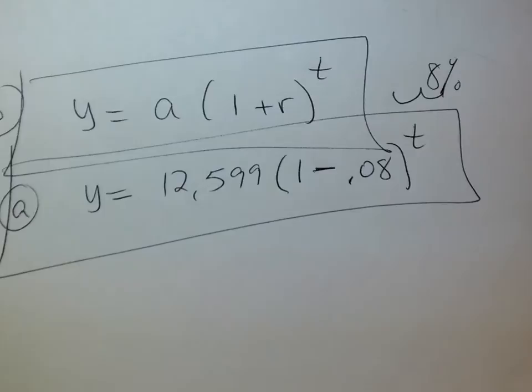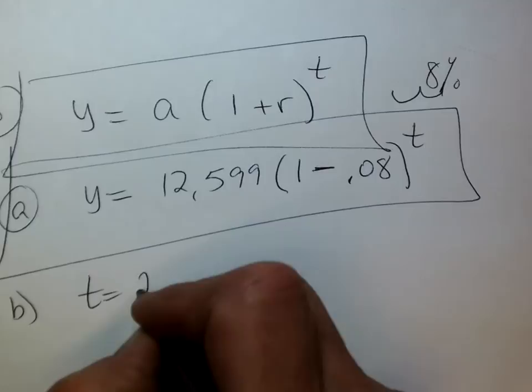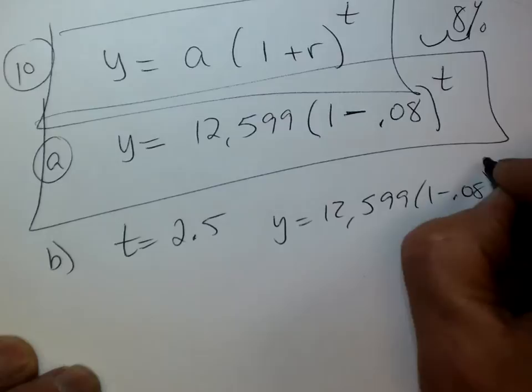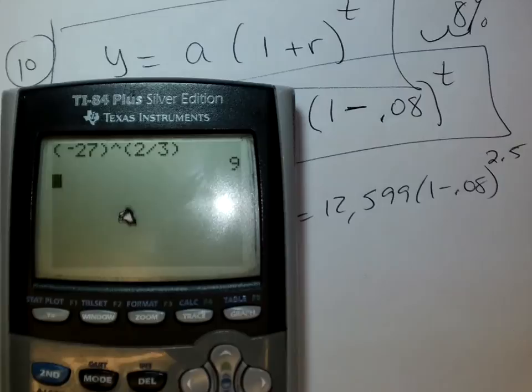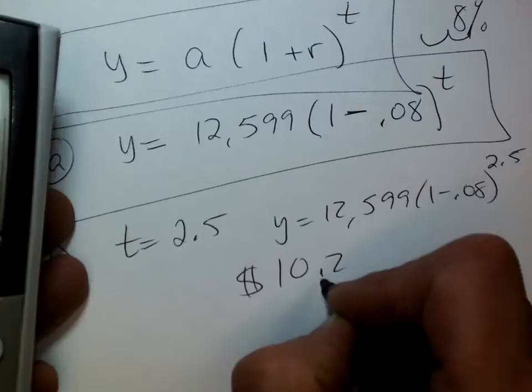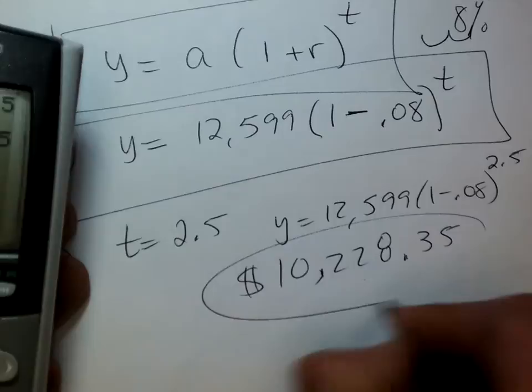Okay, b. What is the value? Let t equal 2.5. So we're going to put 2.5 in. y equals 12,599 times 1 minus 0.08 to the 2.5 power. Okay, so I'm just going to use my calculator to get that. 12,599 parentheses 1 subtract 0.08 to the power of 2.5, and I get an answer about 10,228.35.